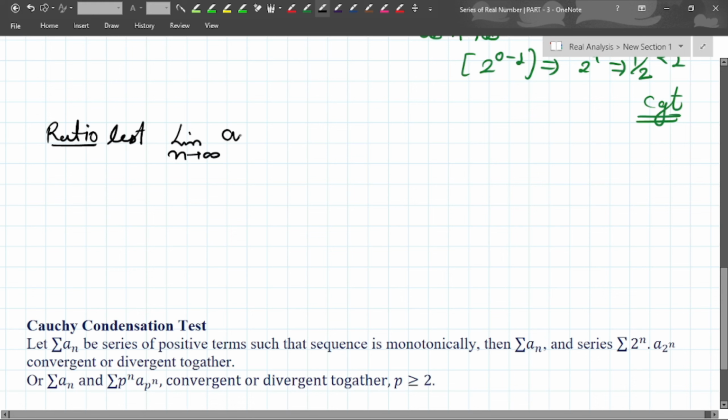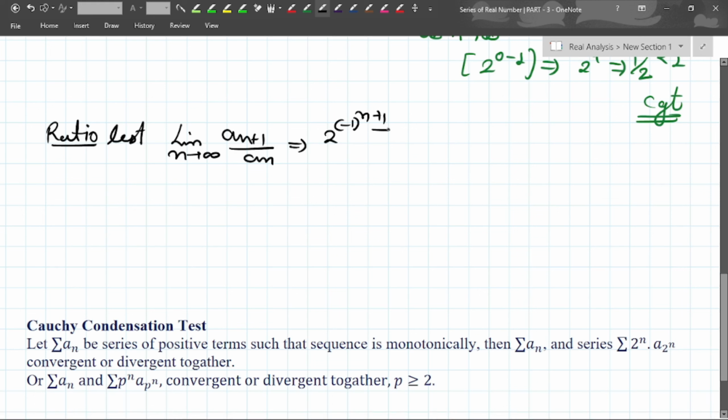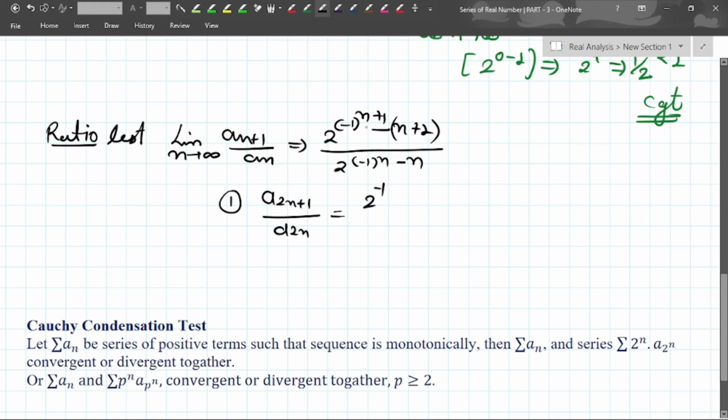The ratio test takes the limit as n tends to infinity of an plus 1 upon an. Here it is 2 to the power of minus 1 to the power n plus 1, minus n minus 1, divided by 2 to the power of minus 1 to the power n, minus n. Writing this with the terms a 2n plus 1 upon a 2n, it is 2 to the power minus n, minus 2n plus 1, divided by 2 to the power 1 minus 2n, so it is 2 to the power minus n, minus 2n, minus 1.